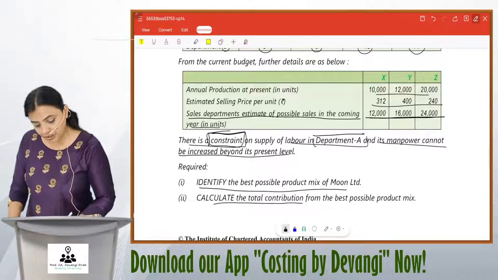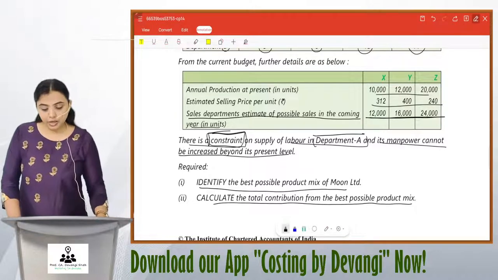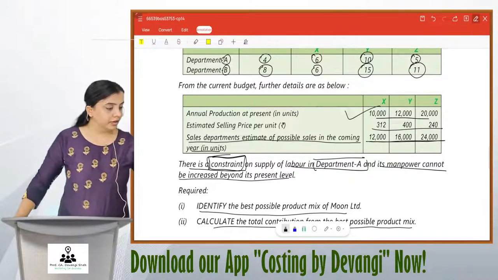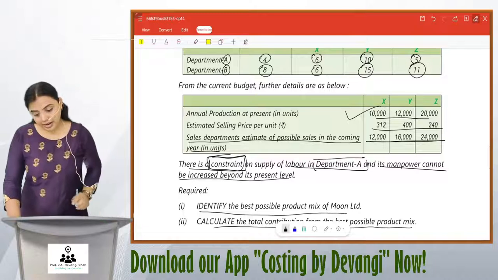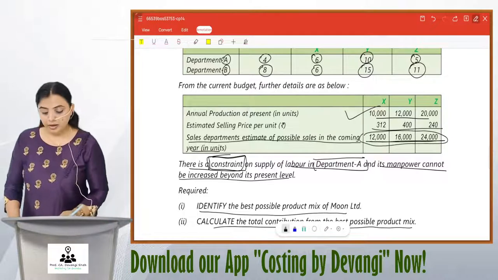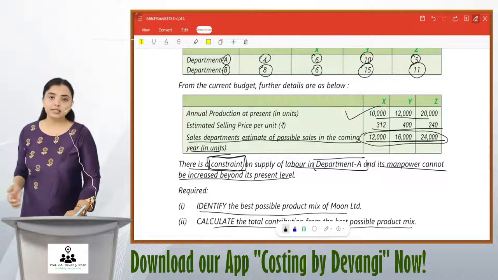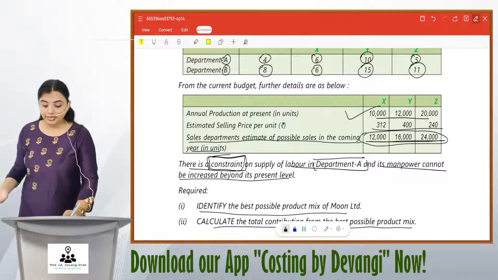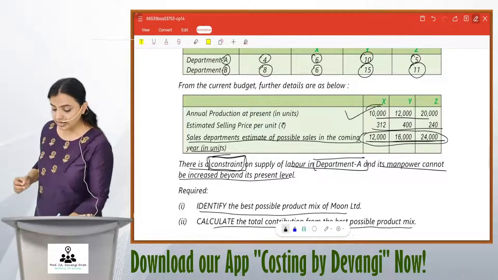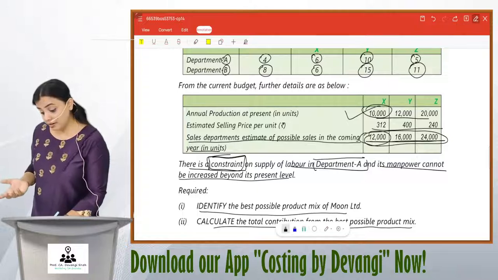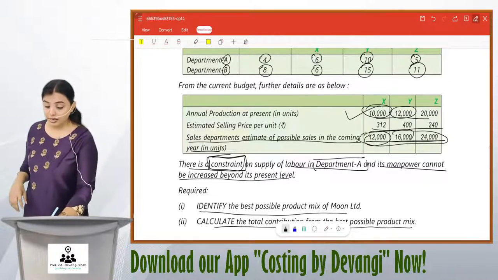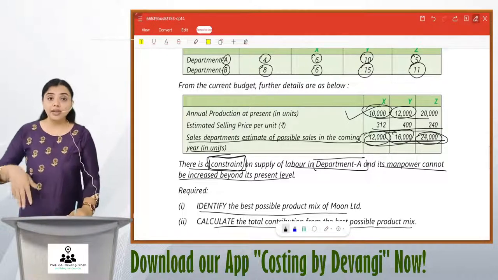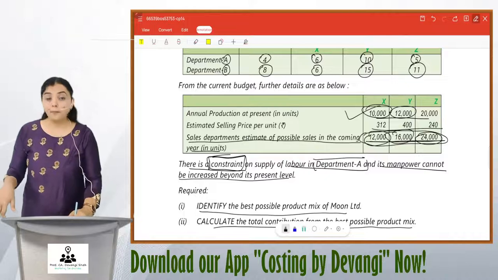Calculate the total contribution from the best possible product mix. So the point is, this is the production happening at present. Right, friends? And now, this is the estimate. You see that each of the estimates of products X, Y, Z is more than the present level. X, we used to sell 10,000, now it is 12,000. Y, we used to produce and sell 12,000, now it is 16,000. For Z, we used to sell 20,000, now it is 24,000. So for every product, the estimate has been increased.